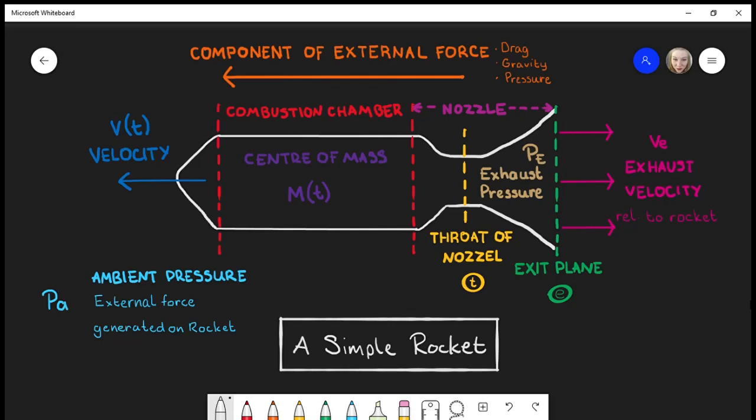Also labelled on the diagram, you've got a component of external force. This could be aerodynamic drag, pressure or gravity, and these are forces that will act against the exhaust, which could reduce thrust. The ambient pressure is the pressure outside of the rocket. Now when you go to space, it's a vacuum, so the ambient pressure goes to zero.